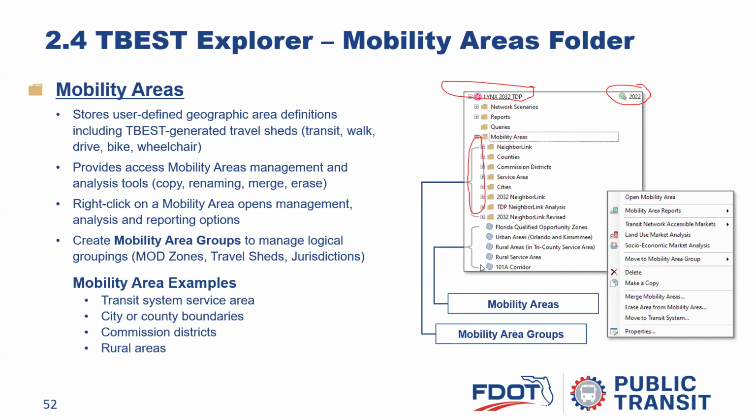So you can have any kind of geography here that you wish, and all of this is importable, and we'll talk about how you build these in TBEST. But in terms of management, they're all stored here. And then you can get to all kinds of tools through a right click to open them, to create reports, to do market analysis, to do some GIS type of analysis with merging them and erasing them, and then moving them across transit systems. So lots of different things that you can do in terms of storing and utilizing these within TBEST.